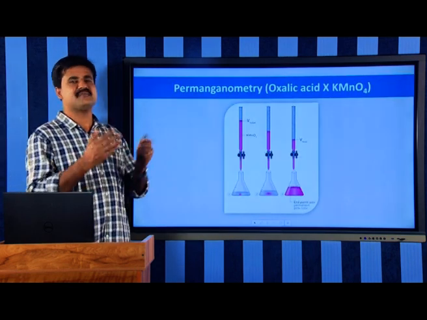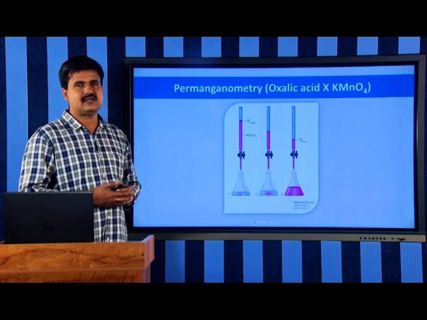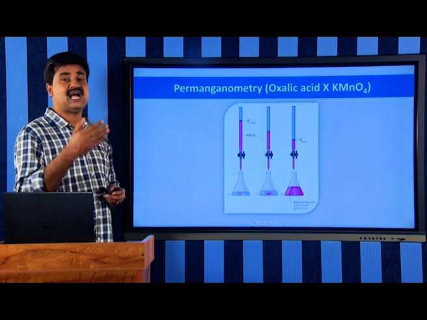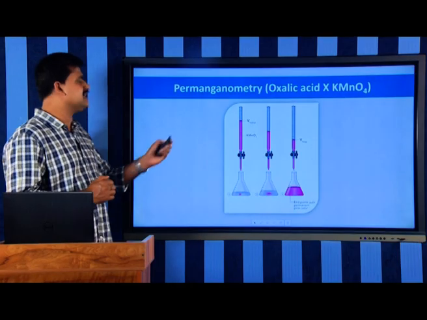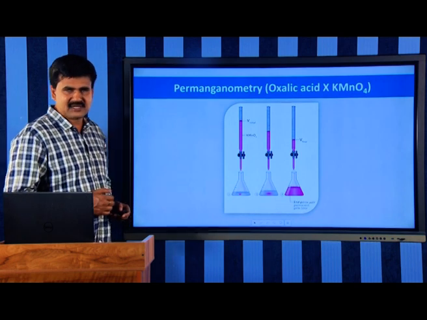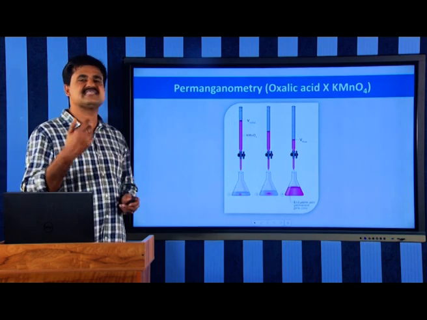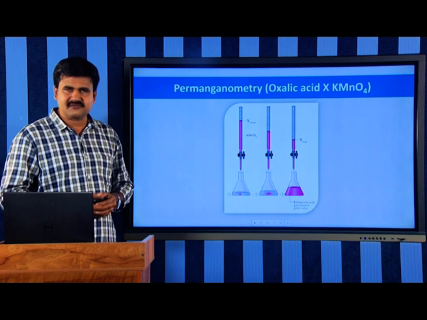Now, as I mentioned, the reaction between oxalic acid and acidified potassium permanganate forms the basis of volumetric analysis. What are we doing in volumetric analysis? In volumetric analysis, we are finding out the concentration of a solution by using a standard solution. That is a solution with the exactly known concentration. Here, KMnO4 is taken in the burette. A solution of oxalic acid is taken in the conical flask.